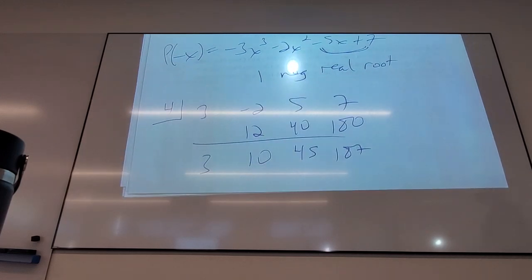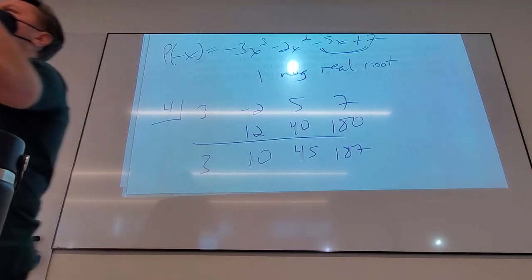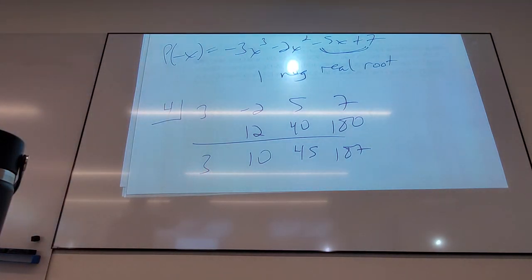Now, can you tell me 2 things about my result? What is not a factor of P of X? X minus 4. Sorry, Denny, pointing at you. When I divide by 4, I'm actually dividing by X minus 4. So it's not a factor.